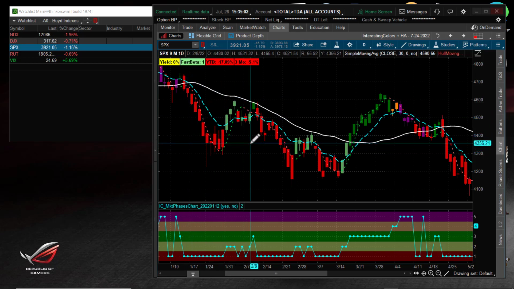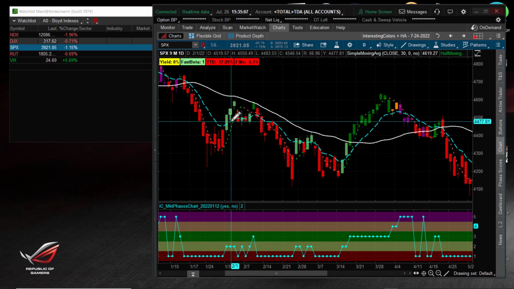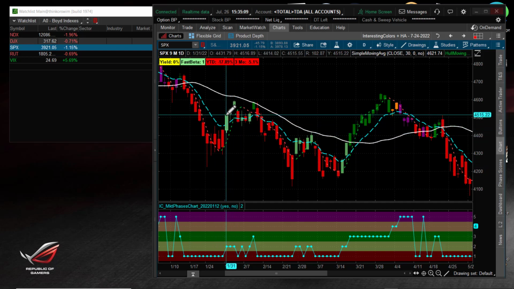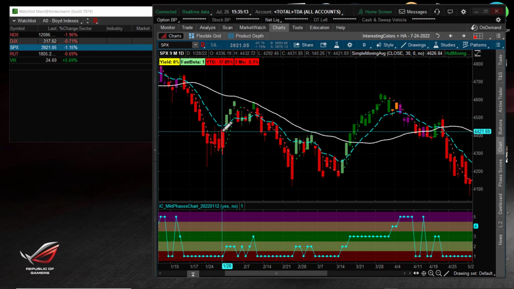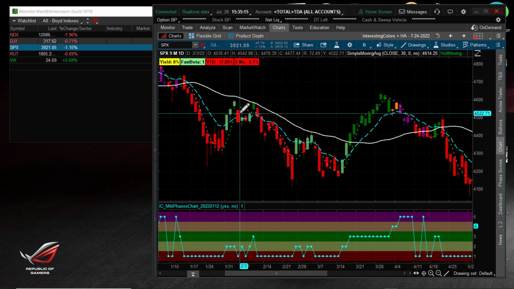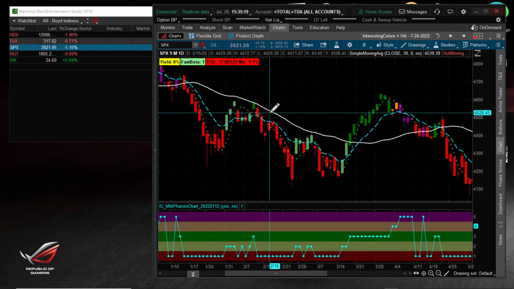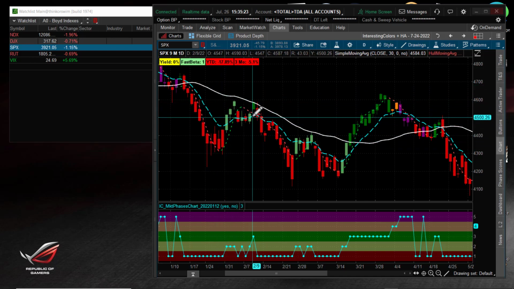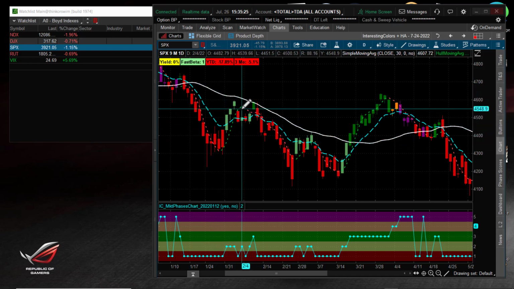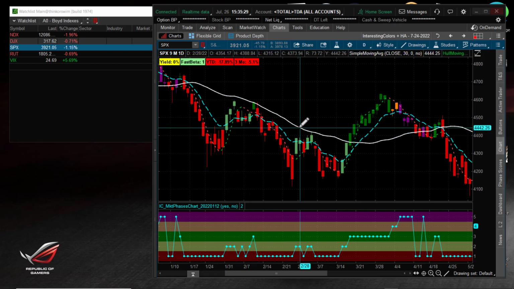If you're in phase 2, it means that the closing price of the stock is above the 10-day exponential moving average, but it is still below the 30-day simple moving average. Phase 2 is generally very short in nature. You almost never find a phase 2 that hangs around for a long time.